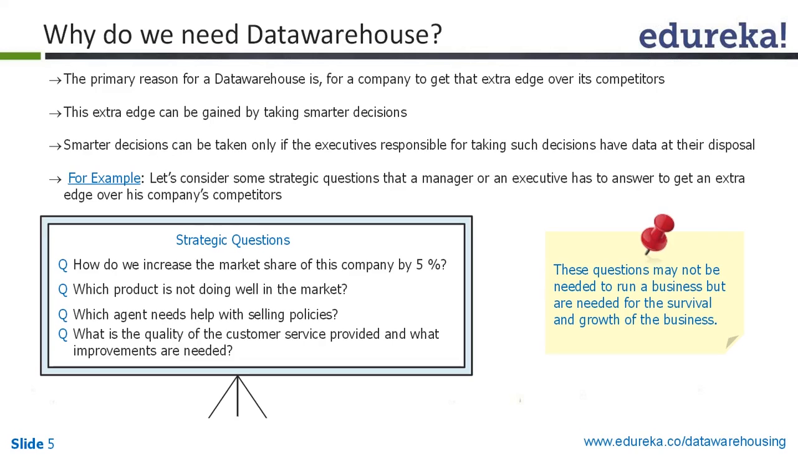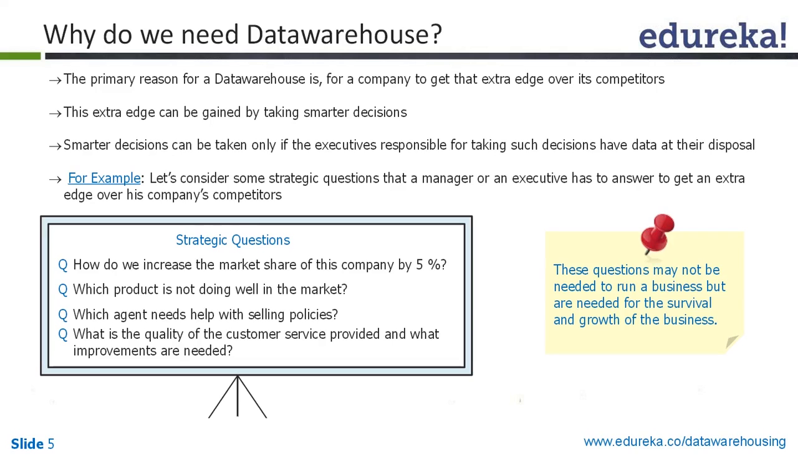Which agent needs help with selling policies? Another example that I can give is the insurance sector. Suppose you observe, using your data warehouse of course, that a particular agent is not selling policies as expected, in line with what other agents are selling. Now you have identified him through your reporting. Now what do you do? You understand the reason why he is not selling as much as he is expected to. Maybe he's selling far less than what the others are selling.